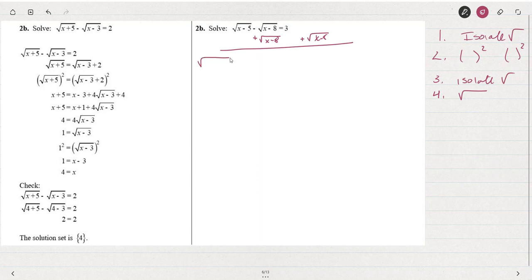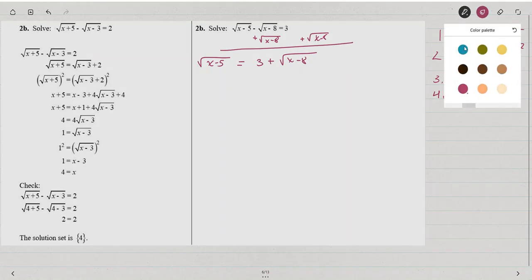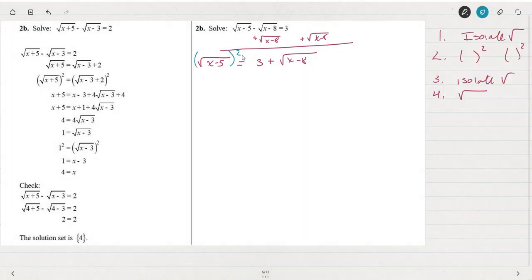And then when I have the square root of x minus 5 isolated, I can square both sides. So I'll square and square. The square of a square root is just going to give me the radicand, the x minus 5. And then on the right, now I'm going to use a pattern. You could use FOIL, but you could also use this pattern. It's handy to pull out of your toolbox.